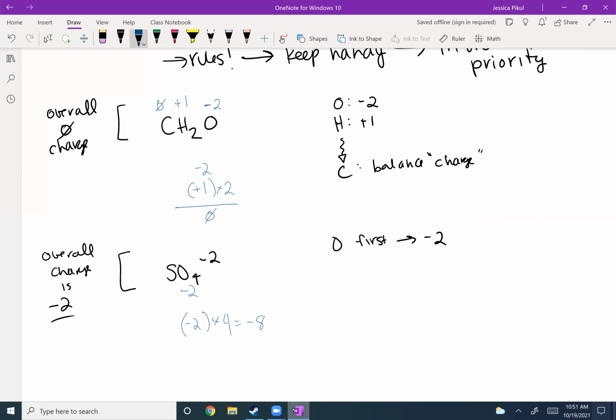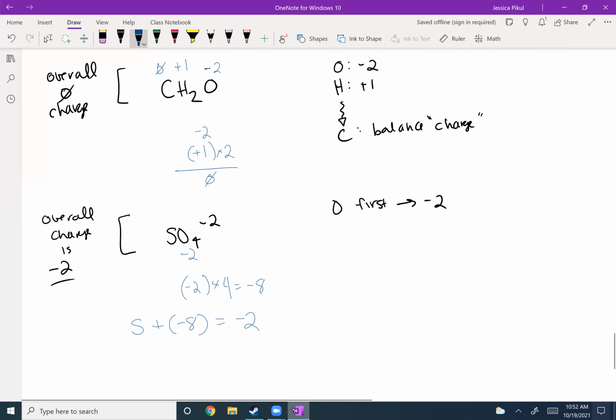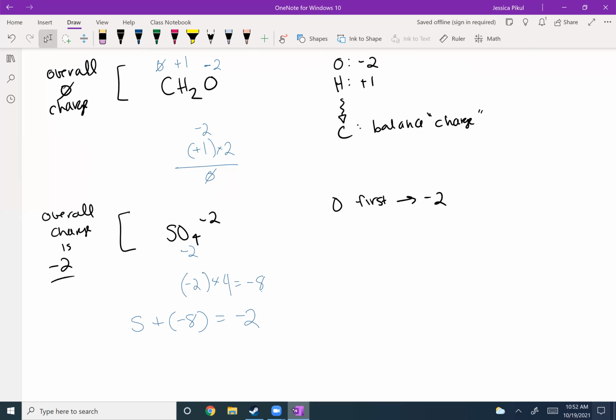So to balance this out, my sulfur is going to be plus this -8 has to equal -2, right? So I'm kind of creating a little algebraic expression to help solve this. So that means my sulfur is going to be equal to +6. So my sulfur oxidation state is +6. My oxygen oxidation state is -2. And so then I could compare that to the oxidation states in the product side and see if they change. And that would tell me if it's being oxidized or reduced. And that's oxidation numbers. So I'm going to stop the recording.